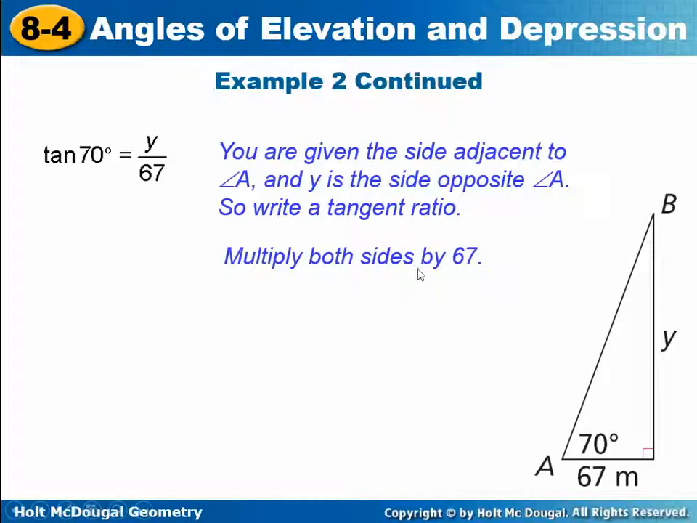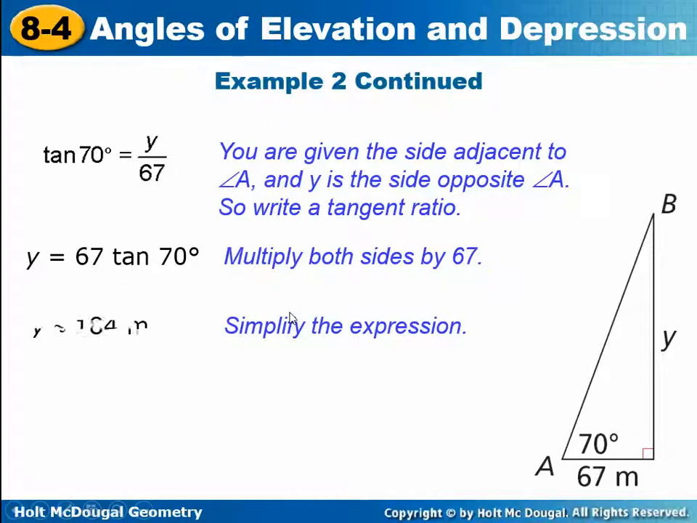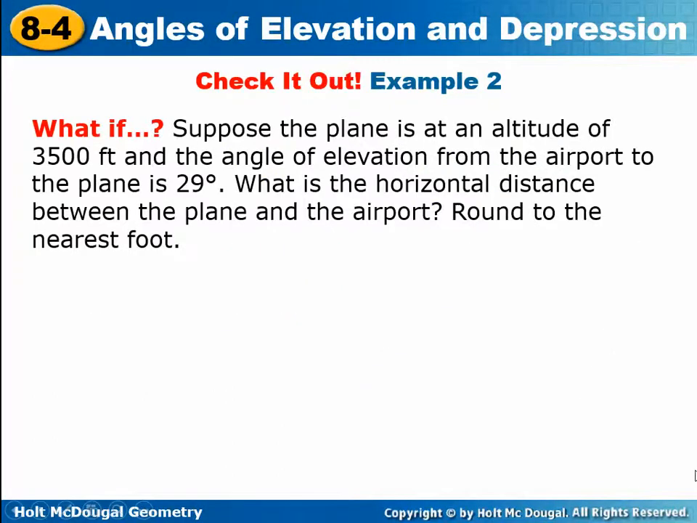Now, the next thing you're going to do, you're not going to find tangent of 70 on your calculator. The next thing you're going to do is multiply both sides by 67. So if you multiply both sides by 67, you end up with 67 times tangent of 70. Now you get your calculator out. And now you type in tangent of 70, make sure it's in degrees, and then multiply by 67, and you get your answer that y is equal to about 184 meters.